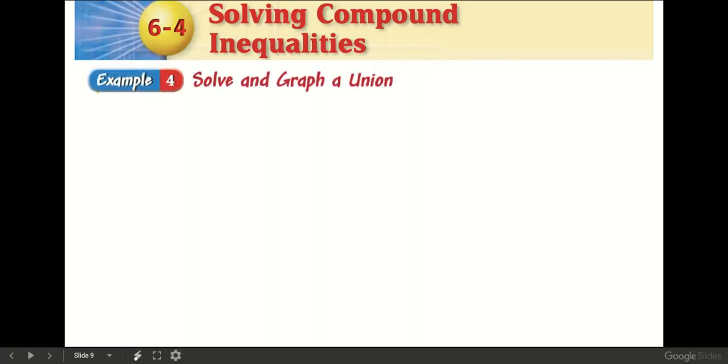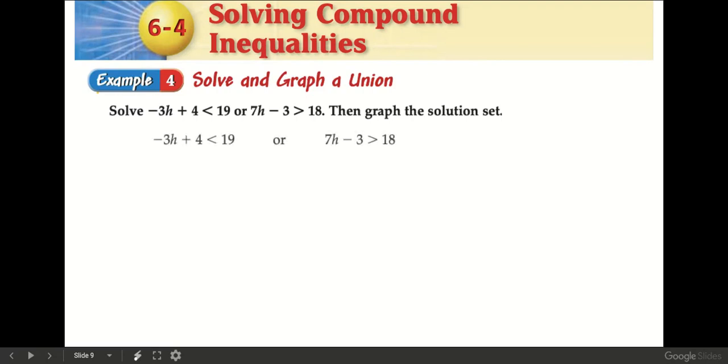So example number 4 says solve and graph a union. So here I have solve negative 3h plus 4 is less than 19, or 7h minus 3 is greater than 18. So now let's go ahead and graph it and solve it. So again, I can write them obviously separately. So I'm going to start by just solving this one. So again, I'm solving for h. So I'm going to start by subtracting 4 from each side. And that's going to give me negative 3h is less than 15.